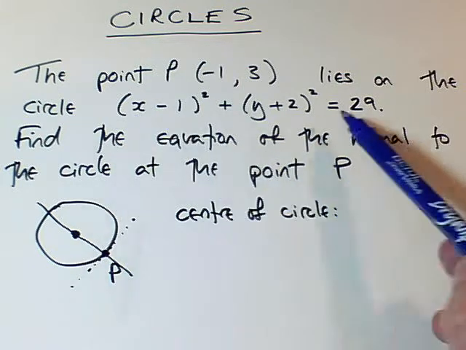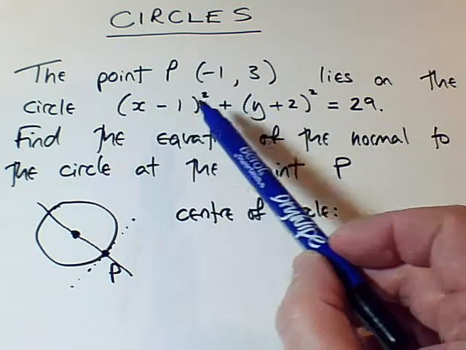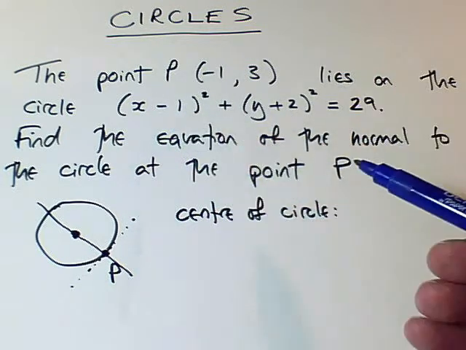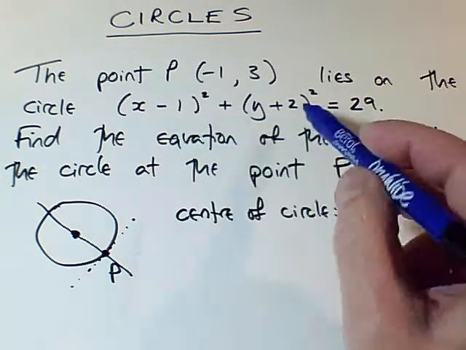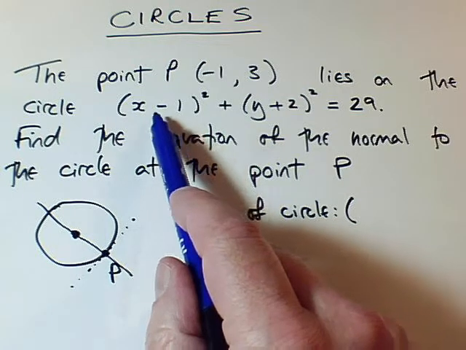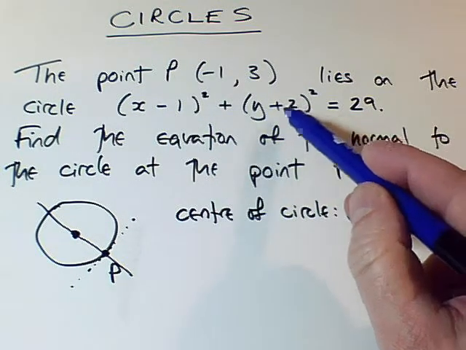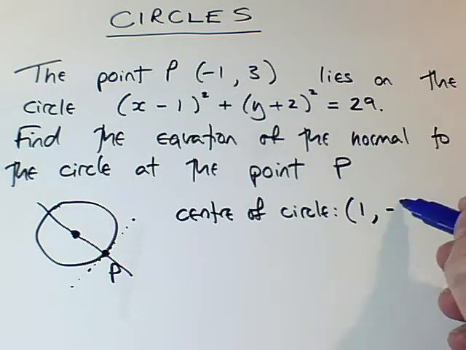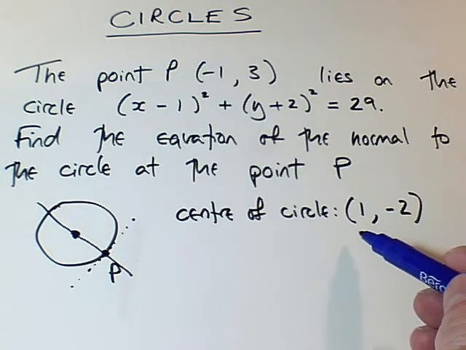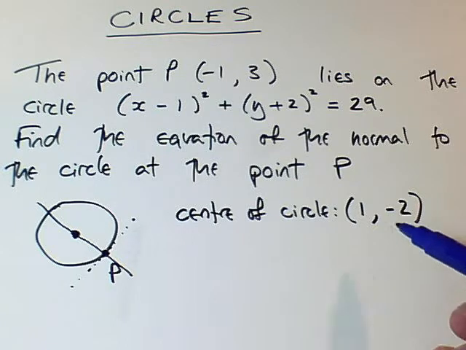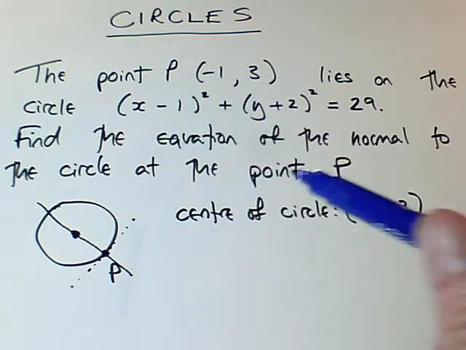So here's my equation of the circle. The centre of the circle, I need to look at the two brackets. My A and my B, remember it's x minus A, so A is plus 1, and y minus B is y plus 2, so B is minus 2. So my centre of my circle is (1, -2). And P is the point (-1, 3).